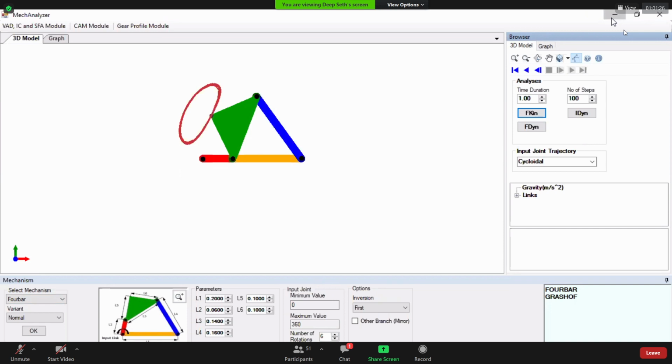Okay, let's go back to our slide. Were you able to see that screen? Because it is showing that video sharing has been paused.